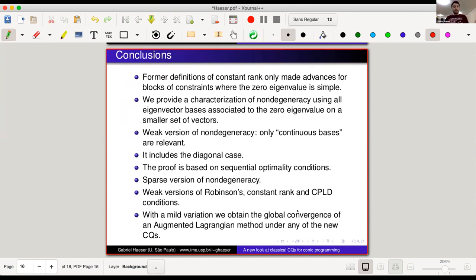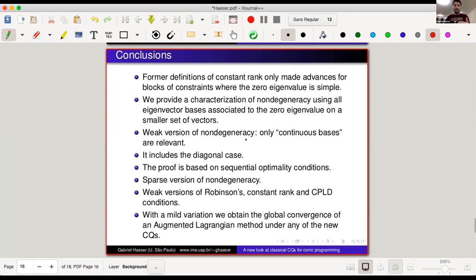So previous definitions of constant rank conditions consider only the case where the zero eigenvalue is simple. There is only one eigenvalue equal to zero, which is what I call the one-dimensionality case. Here we have done this extension for the full general case. This was done by characterizing non-degeneracy in terms of a linear independence of a smaller set of vectors, as long as we look at all bases of eigenvectors. And this makes sense for SDP, SOCP, and others.